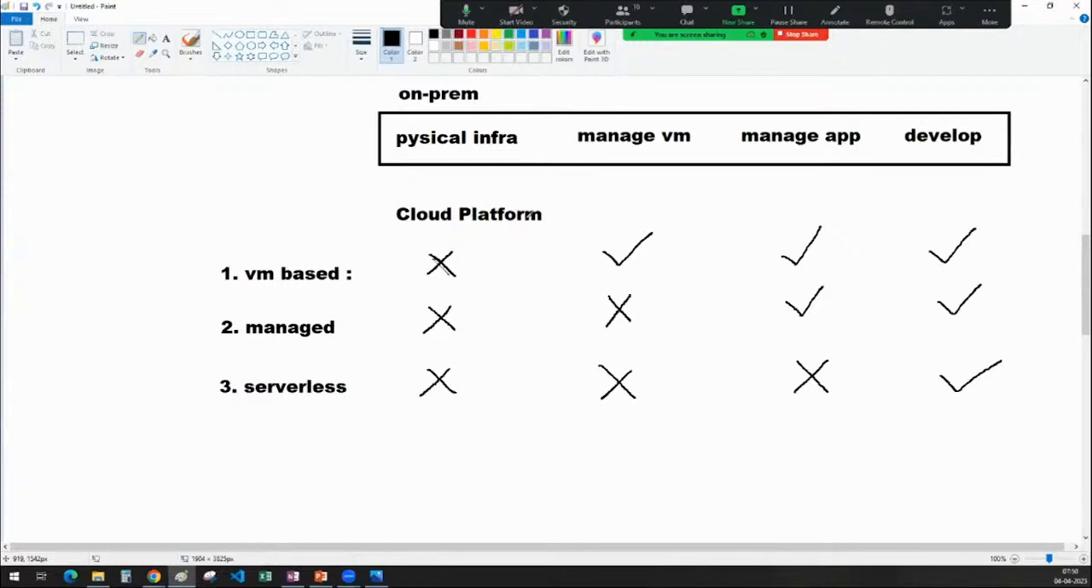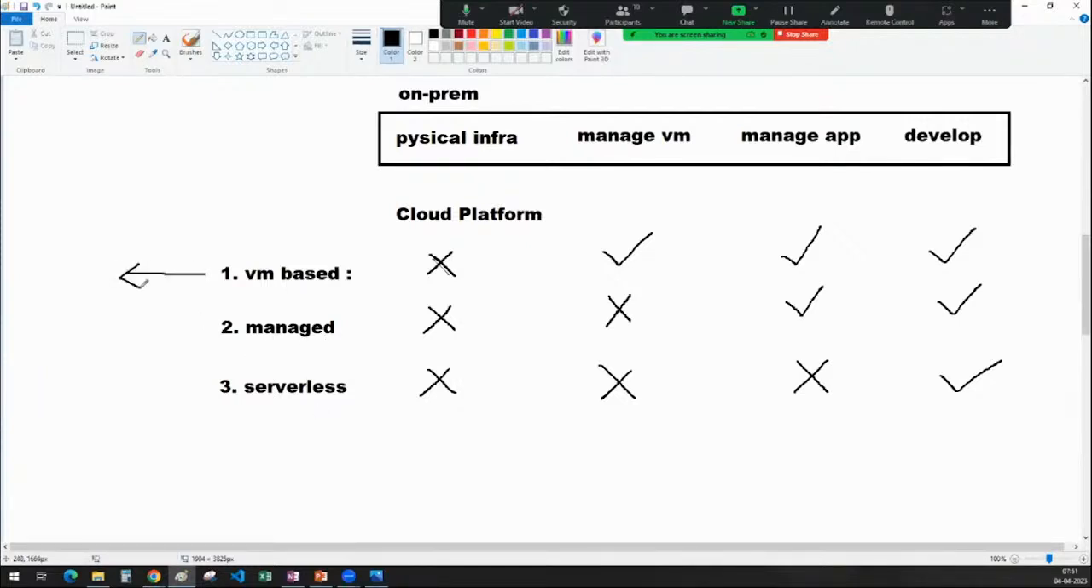Managing the virtual machine, managing the application, and developing an application will be on you when you go to the VM based services. If you go to the managed services, the physical infrastructure as well as managing the virtual machine will be taken care of by them. Only the application and its development will be upon you. And if you go to serverless, only the development part is yours, because we will see in our upcoming classes what fully managed is and what serverless is.